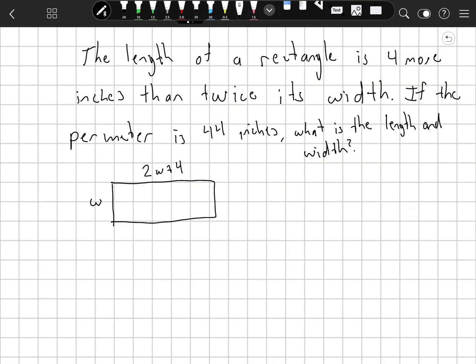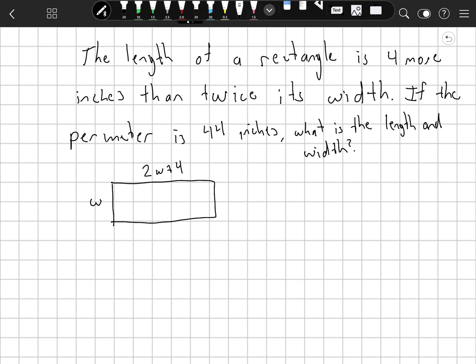I wanted to work with you on a word problem and show you by doing this word problem that we can really use a lot of our properties in algebra that we've learned to solve an equation. So here it is. The length of a rectangle is 4 more inches than twice its width. If the perimeter is 44 inches, what is the length and the width?